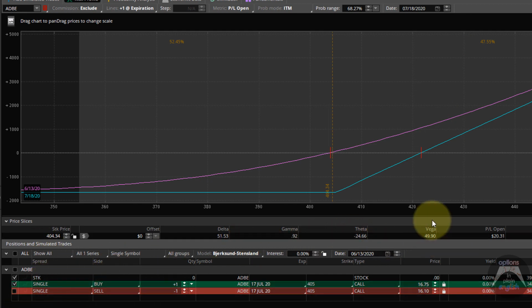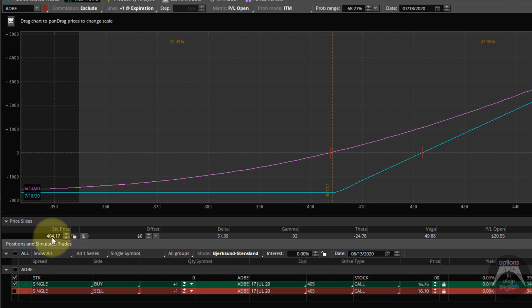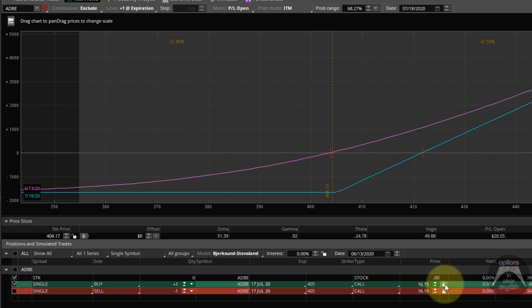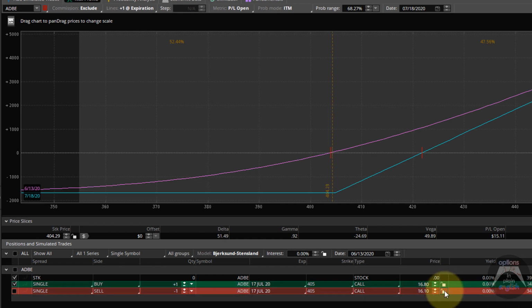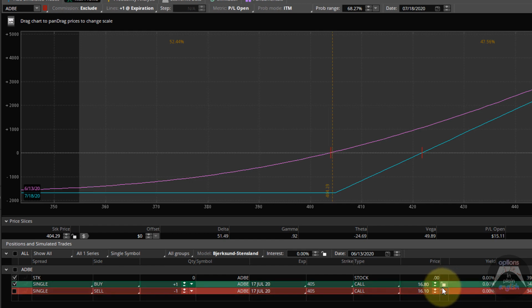You have a Vega of almost 50 here, which means that if the implied volatility goes higher by 1 percentage point, you should be making $50 no matter what. Okay, so this is the stock price. I'm not going to be changing the stock price, but what I am going to be changing is I'm going to open up the padlock here so that you have the latest, the most current prices.